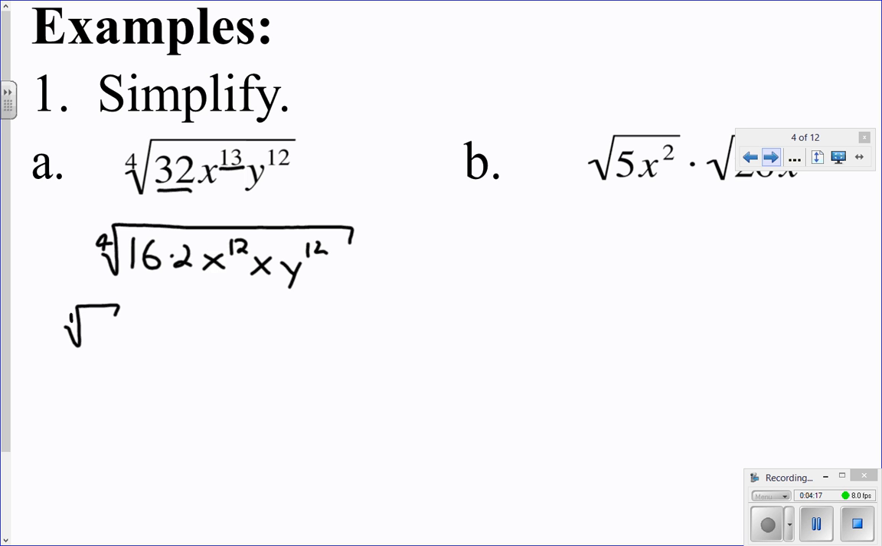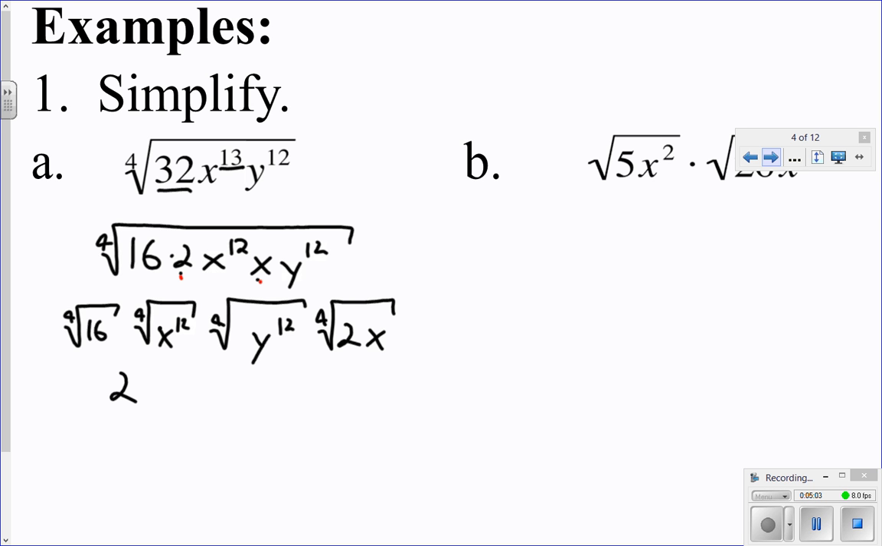The fourth root of 16 will simplify, and the 2 is going to stay. The fourth root of x to the 12th is going to simplify, and this x is going to stay. Then I have the fourth root of y to the 12th, because that will simplify. Everything that stays in our fourth root is going to be 2 times x, the ones that weren't perfect fourth powers. The fourth root of 16 is going to be 2, the fourth root of x to the 12th is going to be x cubed, the same logic for y gives y cubed, and then we have our root here, 2x.